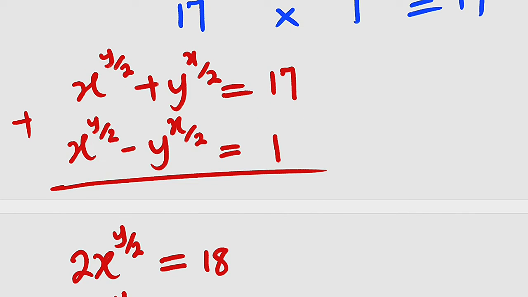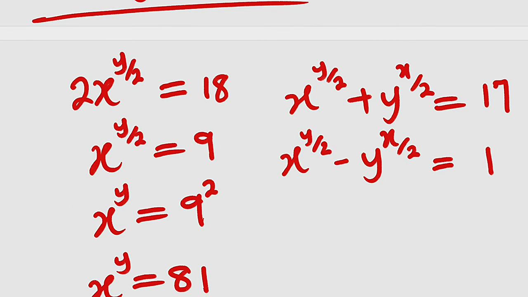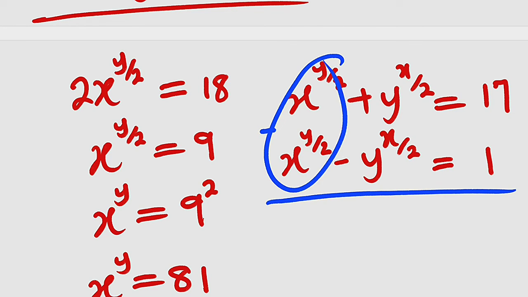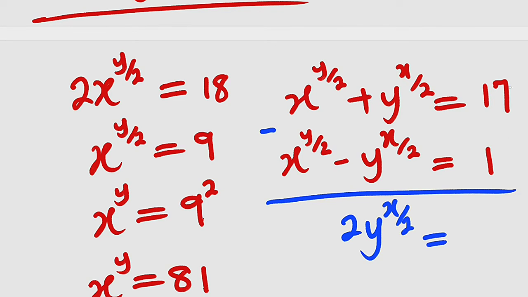Remember that we added these two equations, right? So these are the equations. This time around, I would like to subtract just to eliminate this. If you subtract this minus this will give us 0, and this minus this will become plus. We have two quantities of y raised to the power of x divided by 2, and this is equal to 17 minus 1, which is 16.